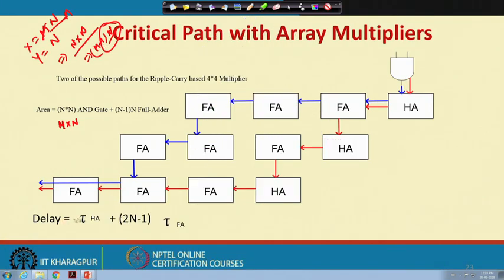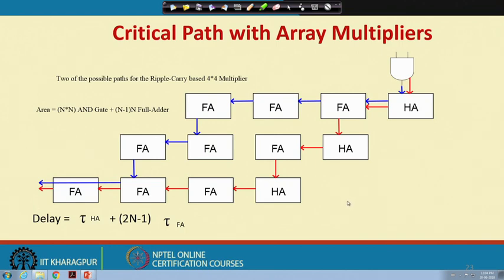Okay. And the delay is 1 half adder plus 2n minus 1 into this, that number of full adder delay is the total delay requirement for this particular case. Okay. So, as this is n cross n, that is why this is 2n minus 1, otherwise it will be m plus n minus 1.